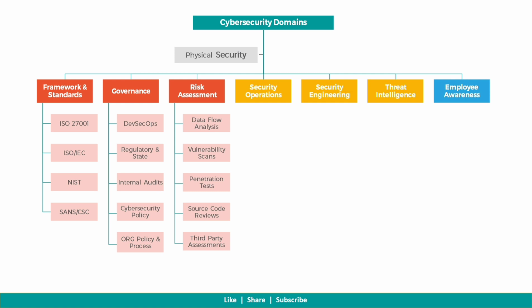The risk assessment process includes conducting data flow analysis. This includes keeping a track of data at rest, data in use and data in motion, and ensuring you have relevant security controls in place for these 3 phases of data. This also includes conducting vulnerability scans, penetration tests, and source code reviews.